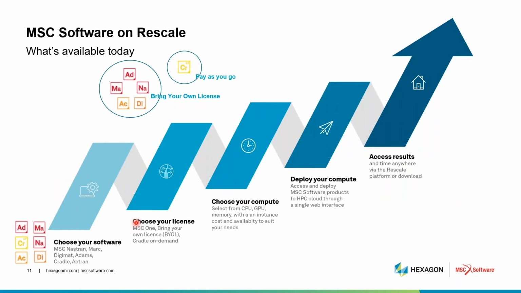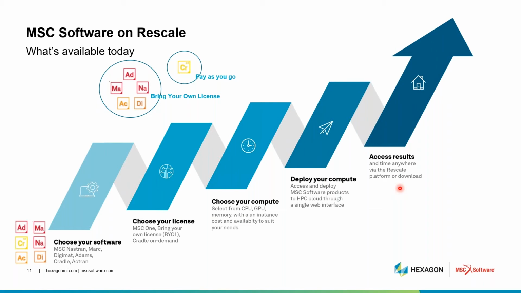So the workflow on the platform is very simple here. You choose your software, either Nastran, Marc, Digimat, Adams, Cradle, or Actran, and then you can also choose your version. Then you choose your license, bring your own license or Cradle on demand, and then choose your compute, selecting your CPUs, GPUs, and memory allocation. Deploy your compute and access the results as well.